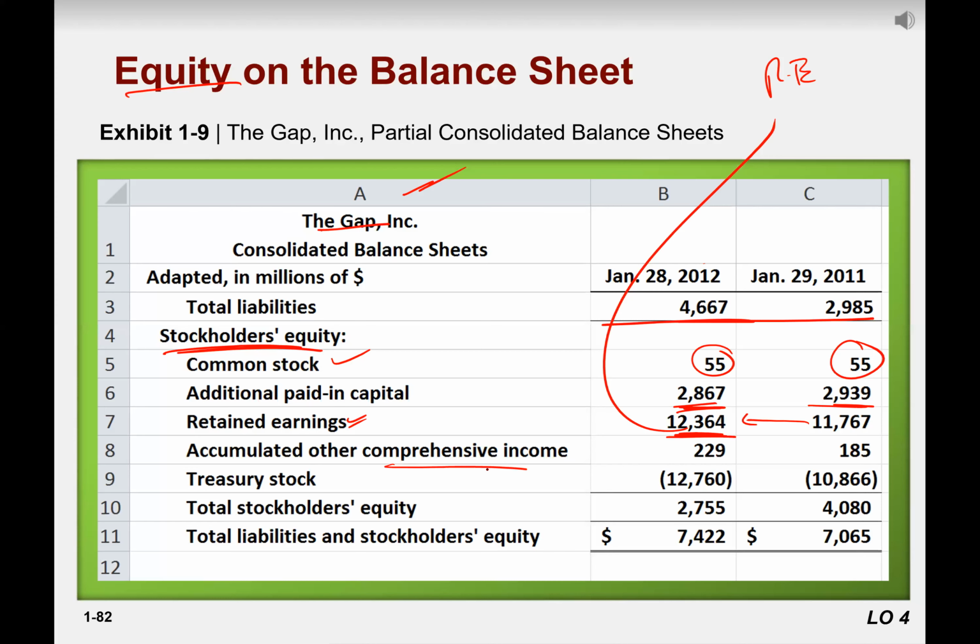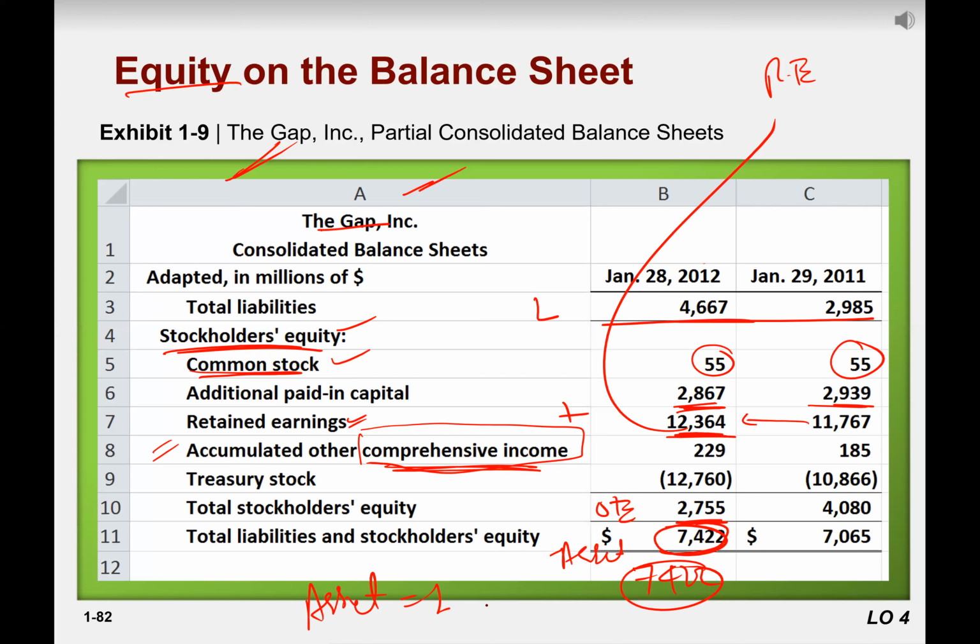And this is comprehensive income. Maybe they have different businesses all over the world. When they convert that, or maybe due to some other stuff, they find that income. So that income belongs to the balance sheet, and also belongs to common stock equity, shareholder equity. So this is the total equity. Total equity plus liabilities is equal to assets. So 7422 is the total amount. So the equation is balanced. Assets is equal to liabilities plus owner's equity.